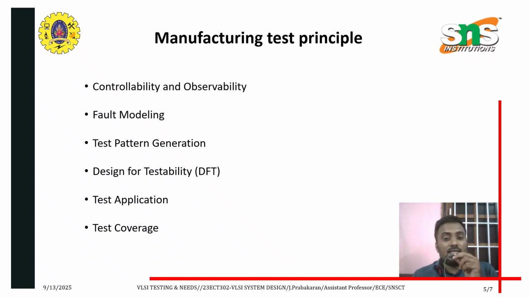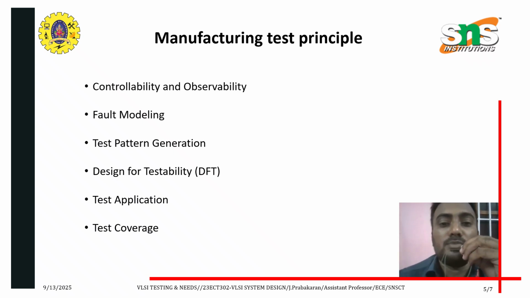Next, we will discuss the manufacturing test principle. First one is controllability and observability. What is meant by controllability and what is meant by observability? Controllability is nothing but the ability to apply a desired logic value to an internal node. This is called controllability. And what is meant by observability? Observability is nothing but the ability to observe the effect of an internal fault at the primary output. This is called observability.